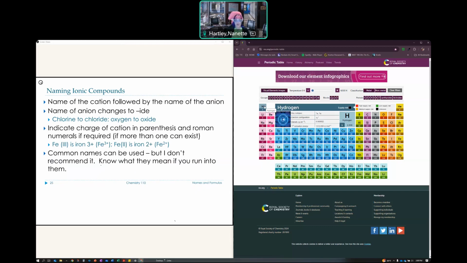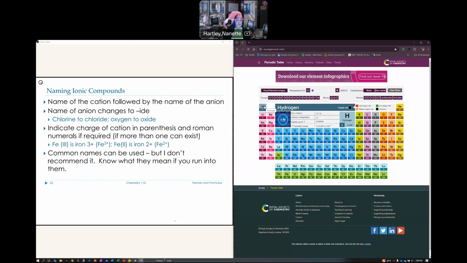Now, how do we name ionic compounds? Remember, ionic compounds are metal to non-metal bonds. They're based in the charges for those things. We always name the cation, the positive ion, which is the metal, followed by the name of the anion, the negative ion, which is the non-metal. Okay. The name on our anion is going to change to an -ide. So chlorine becomes chloride and oxygen becomes oxide.